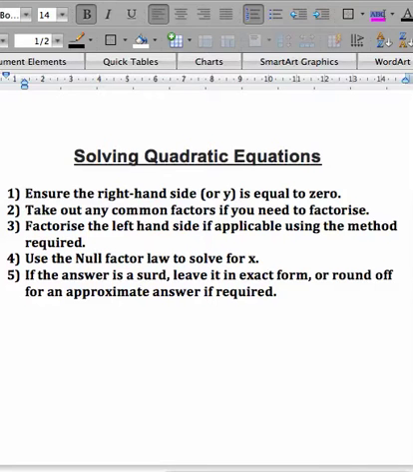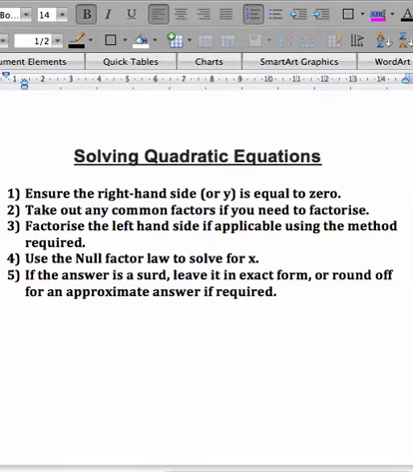Then the next two steps involve factorizing. So sometimes the equation may not be factorized. You have to factorize it. And then step 4 says to use the null factor law. So I'll be explaining what we mean by the null factor law. It's actually quite easy, so don't stress about that.